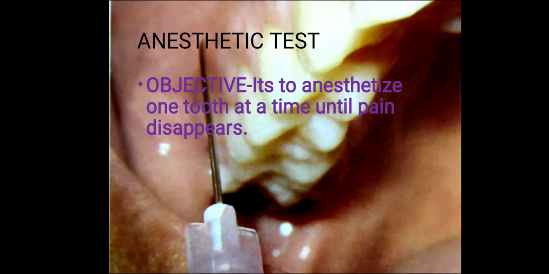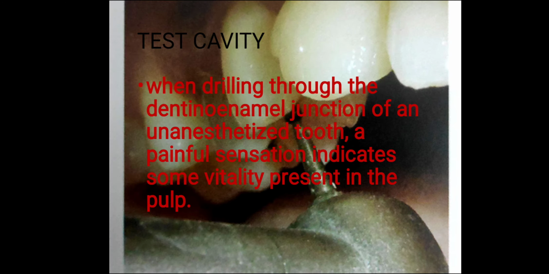Anesthetic test. This is the least performed test. In this, we anesthetize one tooth at a time until pain disappears. Test cavity. When drilling through the dentino-enamel junction of an unanesthetized tooth, a painful sensation, if found, indicates some vitality is present in the pulp.